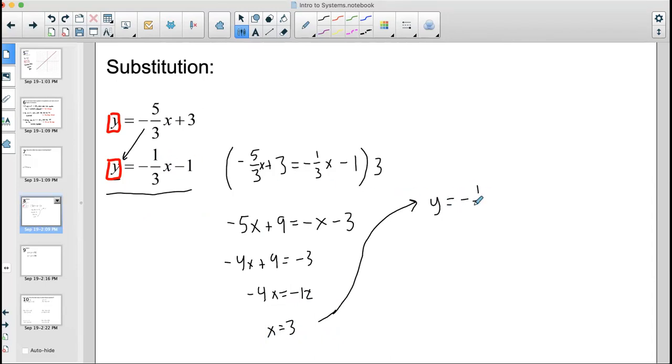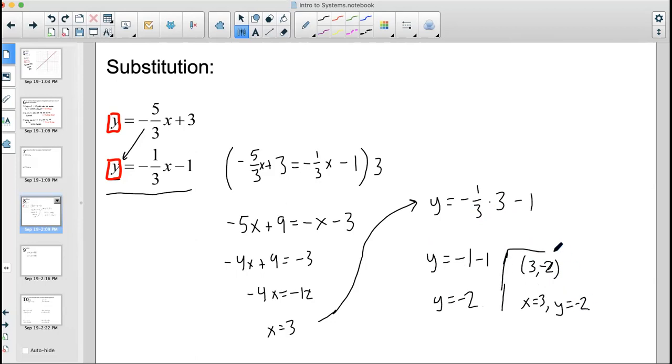y equals negative 1/3 times 3 minus 1. Negative 1/3 times 3 is negative 1. So I get negative 1 minus 1. So y is negative 2. And so my answer is something like 3, negative 2, or x equals 3, y equals negative 2. Again, I said I don't particularly care which one of these you use, as long as it's clearly indicated to me which is x and which is y. When you put it in a pair, I always assume the first one is x, which is natural to assume.